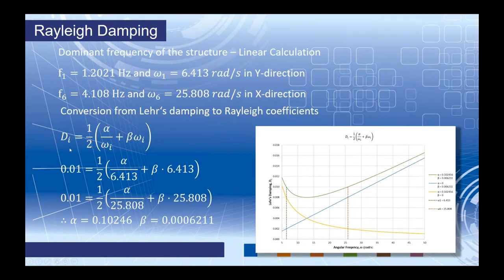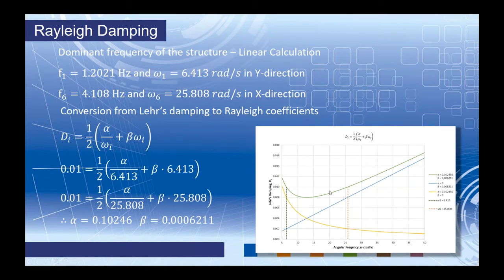On the left-hand side is our Lehr's damping, so that would be my 1%. On the right-hand side, we have our alpha and beta coefficients, and we have omega for that dominant mode. So therefore, we have two equations, two unknowns, and we can easily solve for what alpha and beta are equal to. So this is what I came up with for our structure today.